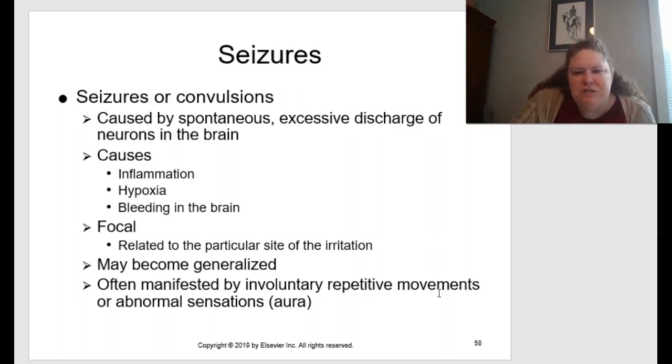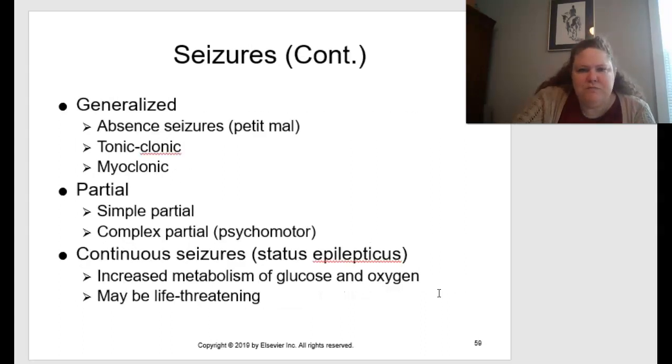Seizures are convulsions. These are caused by spontaneous excessive discharge of neurons in the brain. The causes can be inflammation, hypoxia, bleeding in the brain. They can be focal or localized and related to the particular site of the irritation, or they can become generalized. And these are often manifested by involuntary repetitive movements or abnormal sensations, which are considered to be auras.